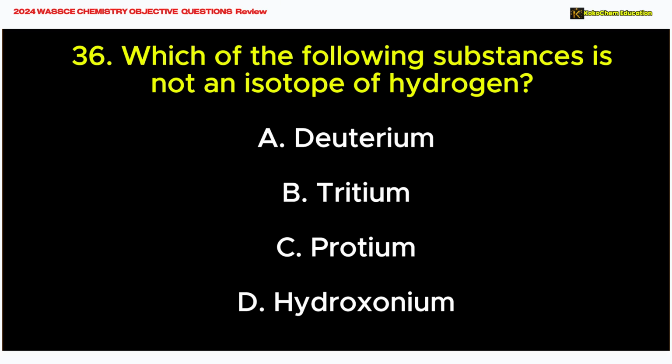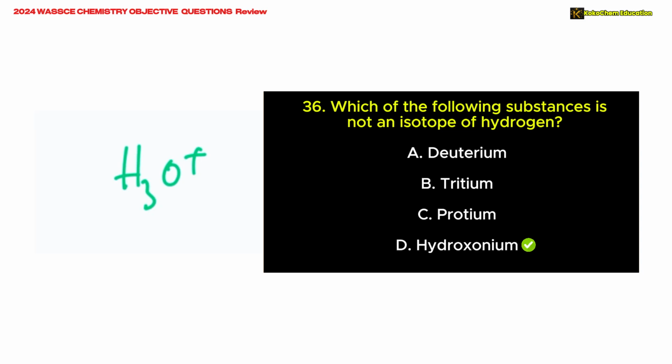A. Deuterium, B. Tritium, C. Protium, D. Hydroxonium. The correct answer is D. Hydroxonium. Explanation: hydroxonium ion is an ion, not a form of a hydrogen atom like deuterium, tritium, and protium. All these are isotopes of hydrogen, except hydroxonium ions.